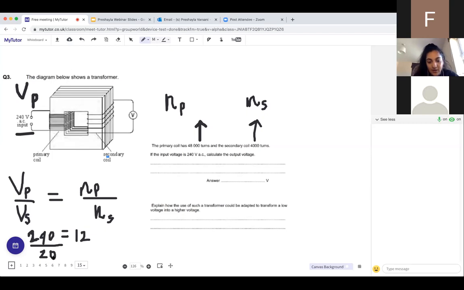Now explain how this transformer could be adapted to transform a low voltage into a higher voltage. Currently it's taking a higher voltage and changing it to a lower voltage. To change that and make it a step-up transformer, we just put more coils in the secondary and fewer coils in the primary.